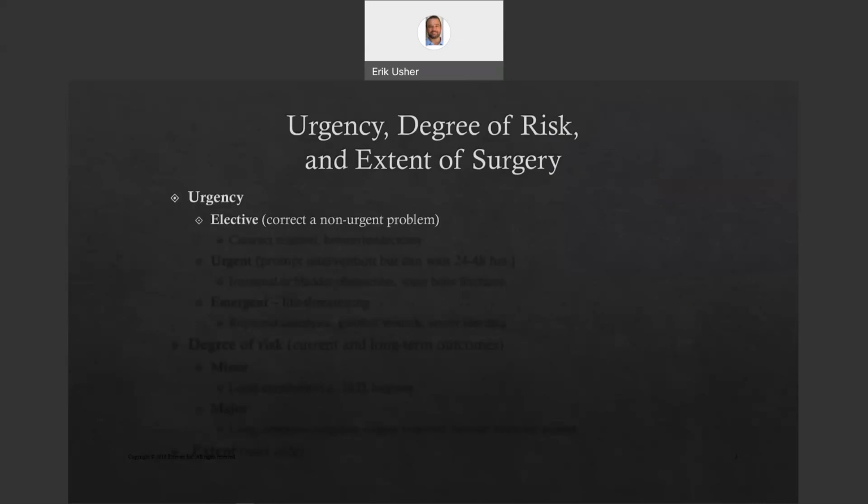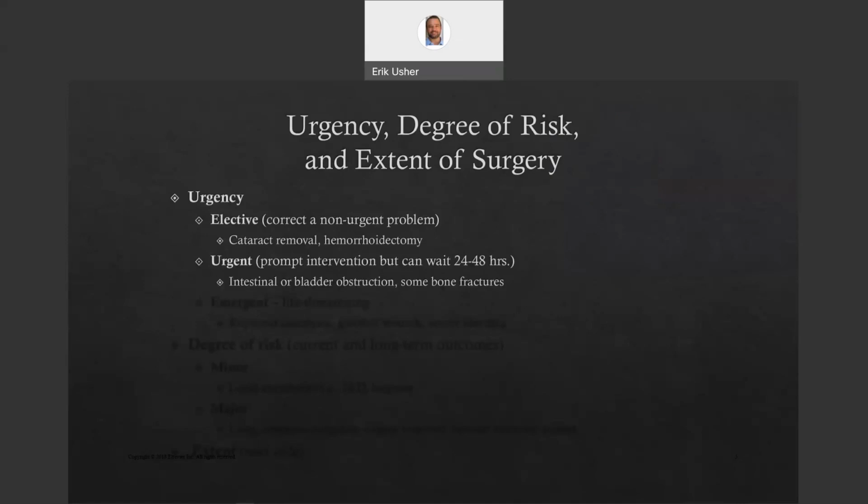So when we break that down, it can be elective. Those are non-urgent problems, 100%. Cataract removal, hemorrhoidectomies, it's not life or death for these patients. Urgent, now that requires some intervention, but they can wait a day or two, 12, 24, 48 hours, and that's something like a bowel obstruction or bladder obstruction, and some bone fractures can take a little bit of time before they have to go to the OR.